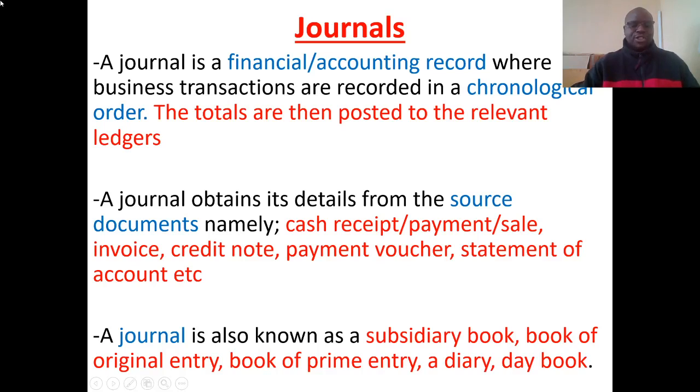A journal is also known as a subsidiary book, not the main book. Book of original entry, that is the starting point where we start recording transactions for bookkeeping and accounting and finance. A book of prime entry or primary entry, a diary or a day book.